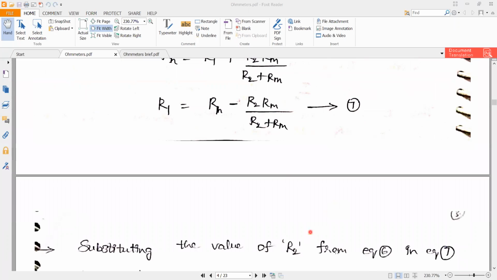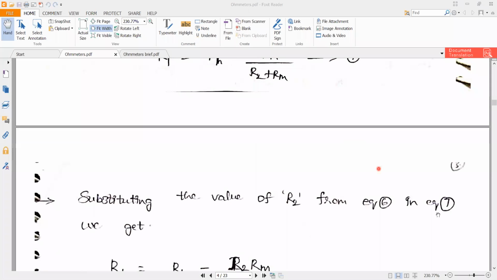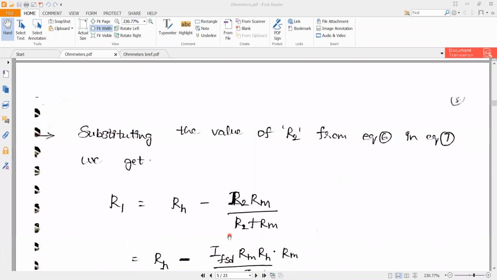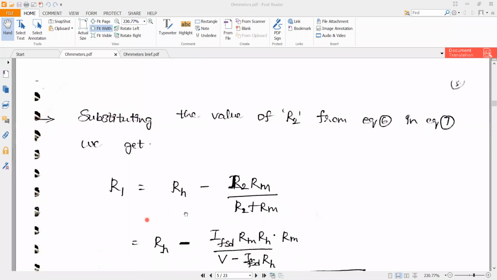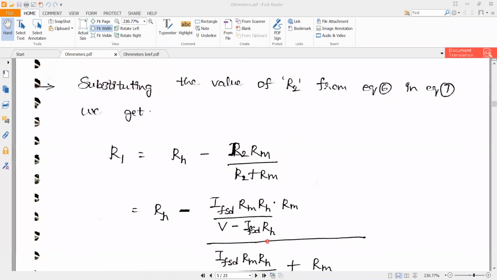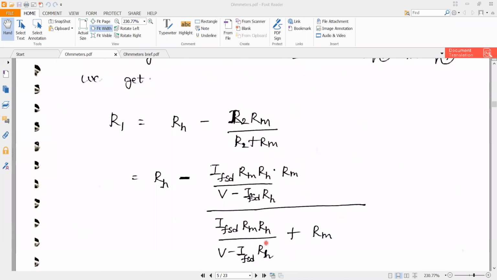Substituting the value of R2 from equation 6 in equation 7, after substituting those values here, R1 is equal to RH minus R2 Rm by R2 plus Rm. That implies R1 is equal to RH minus IFSD Rm RH into Rm by V minus IFSD RH. Please go through this one. This is a very simple derivation.